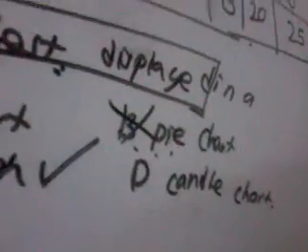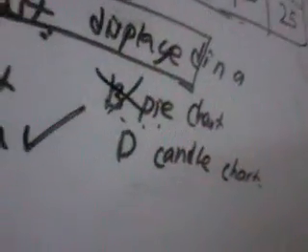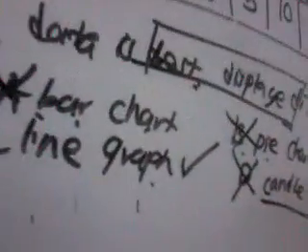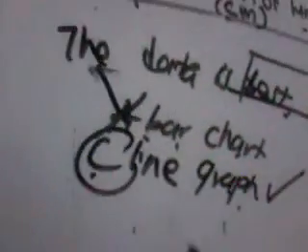Candle chart is wrong. I guess students will never have heard this word, candle chart. So D, candle chart, is not suitable also. The best display in the experiment is C, line graph.